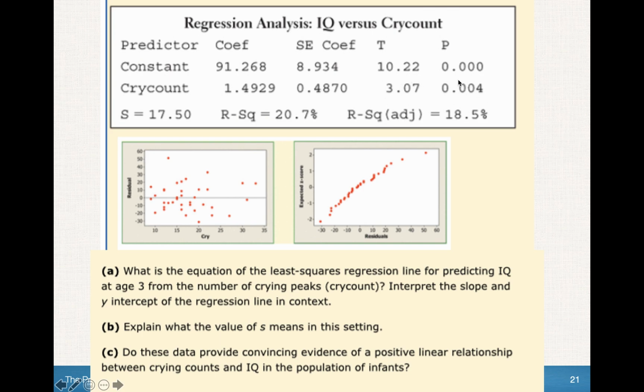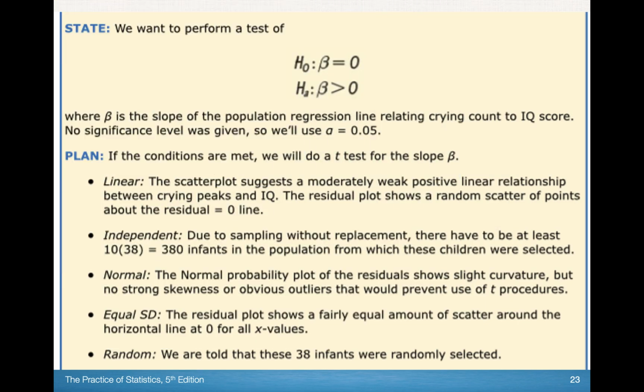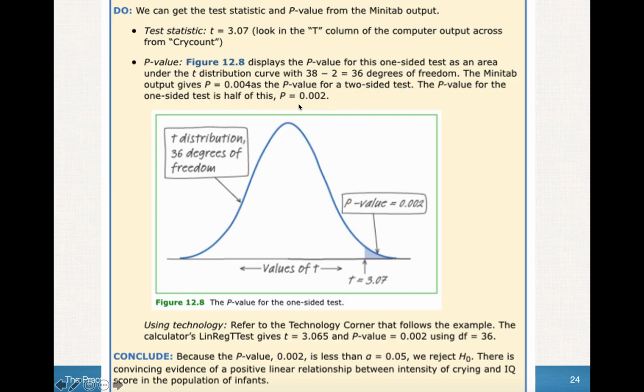This p-value they give you is the p-value for a two-sided test. So if we were doing a two-sided test, our answer would be 0.004. However, we're doing a one-sided test, so we've got to take this p-value and cut it in half. So our p-value is actually 0.002. So in our do section, we have a p-value of 0.002, degrees of freedom of 36, and our test statistic of 3.07.